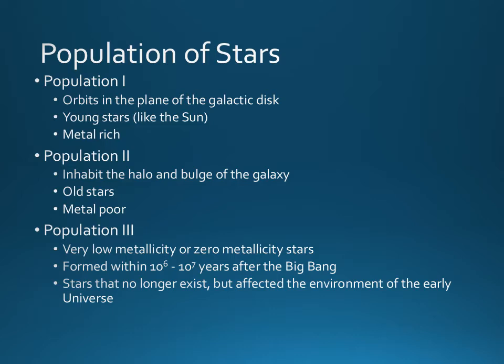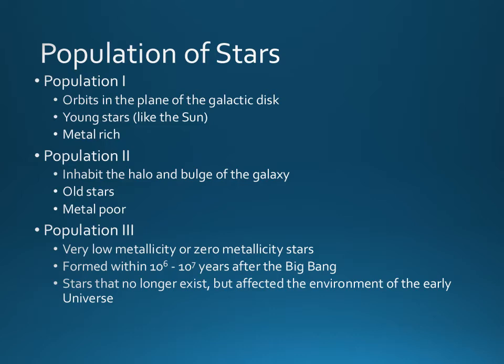Young star clusters made of population 1 stars are called open clusters because the stars are loosely bound together, in contrast to the old concentrated globular clusters. Population 1 stars have a greater abundance of elements heavier than helium than the population 2 stars. The population 1 stars are said to be metal-rich.